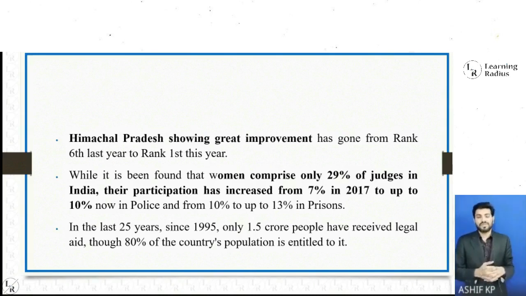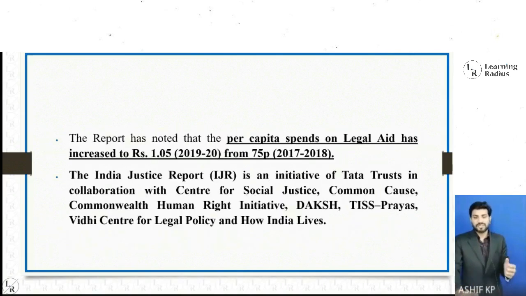to 13% in prisons. In the last 25 years, since 1995, only 1.5 crore people have received legal aid, though 80% of the country's population is entitled to it. The report has noted that the per capita spend of legal aid has increased to Rs 1.05 from 75 paisa in 2017 and 2018. So that is what the report is telling.